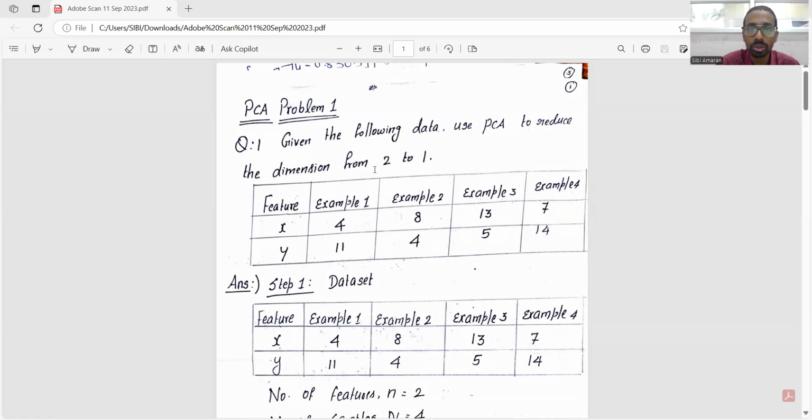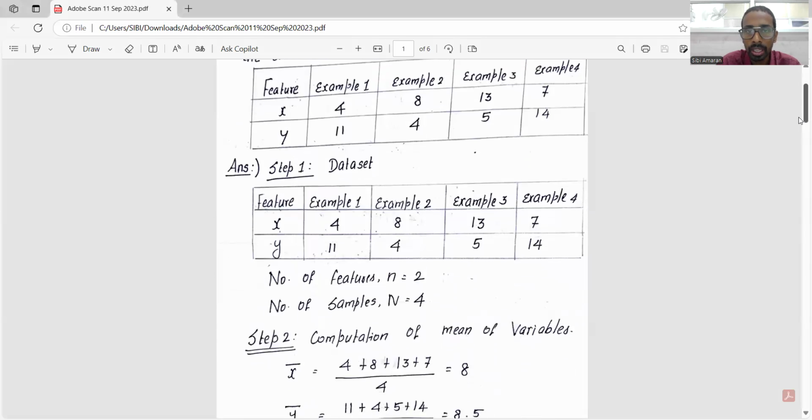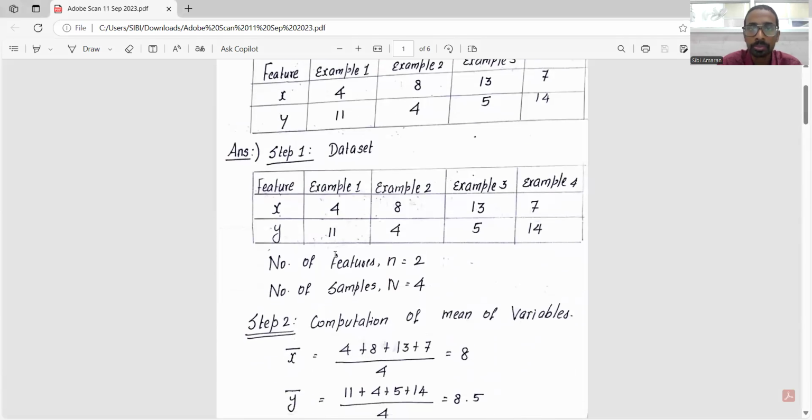So what you have to do is, X and Y, and the example was given in this problem. The X and Y features represent the rows, and examples 1, 2, 3, 4 represent the columns. So there are 4 samples. In step 1, the data set, I have multiple rows, so the number of features n equals 2, and the number of samples n equals 4. Now we can move to the next step.